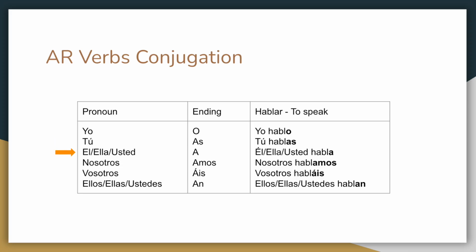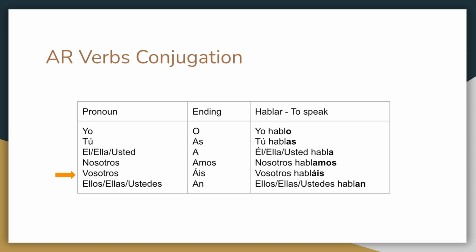Then the next set of pronouns are él, ella, and usted, and they all have the same ending, which is a. So it'll be él, ella, usted habla, and it's the same one for all three of those pronouns. Next we have nosotros, which means we, and the ending for that is amos. So again, you replace the AR with the ending. So hablar becomes nosotros hablamos.